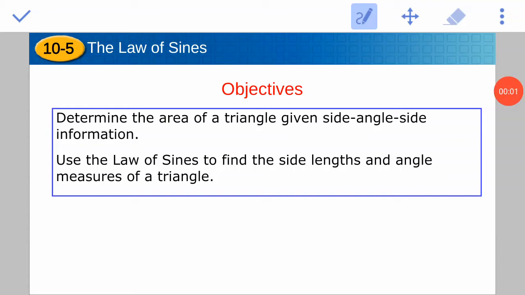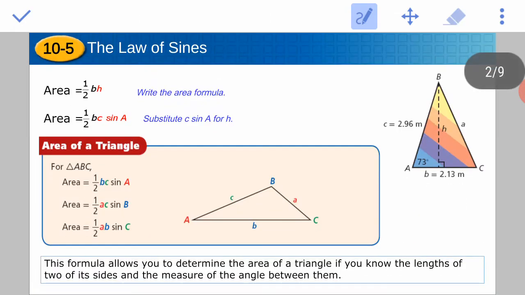Hello Algebra 2 students, welcome to part 1 of section 10-5, the law of sines. In this lesson you're going to learn how to find the area of a triangle given the information side angle side, or what we call SAS. Second, you're going to use the law of sines in order to find the side lengths and the angle measures of a triangle. This is what we call solving a triangle.